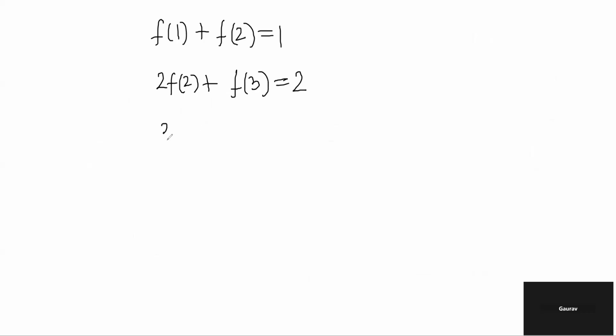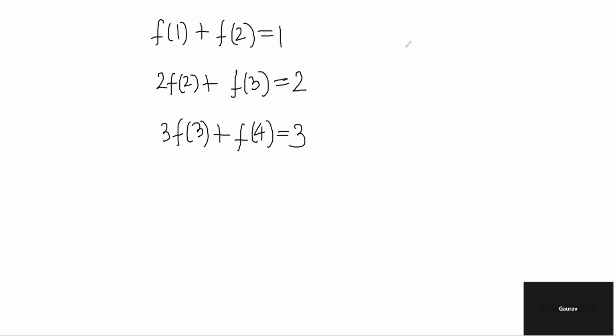So, what was the main idea in the question here? By using the condition in the problem, we got three equations. f of 1 plus f of 2 is 1. 2 f of 2 plus f of 3 is 2. And 3 f of 3 plus f of 4 is equal to 3, right?